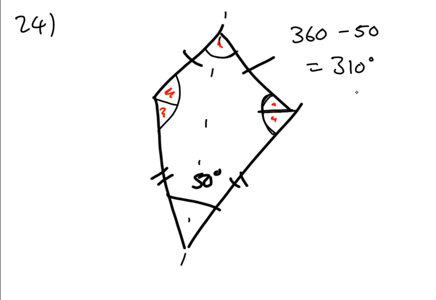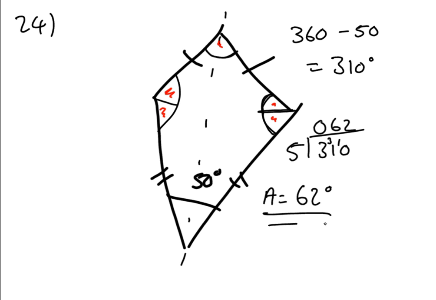I'm going to split that 5 ways, because if I do that, that'll work out what angle A is, because angle A is one of these 5 parts. 5 into 3 goes none, 5 into 31 goes 6, and then 1, and 5 into 10 goes 2. So then you've got 62 degrees, and that's your answer for angle A.